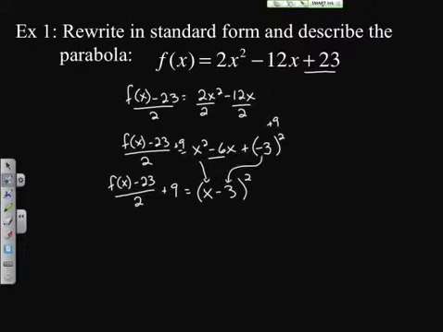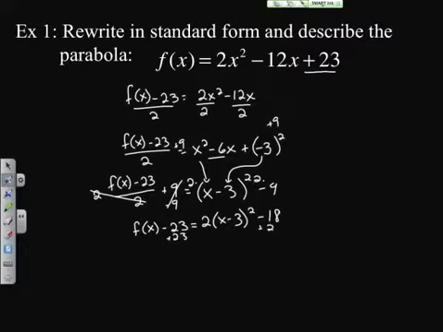So now we have to put everything back to the right except the f of x, so we subtract 9. So that's gone. We're going to multiply by 2, and when we multiply by 2, we have to multiply everything by 2, the entire side. So now we have f of x minus 23 equals 2 times x minus 3 squared minus 18. Then our last step, add 23. So we get f of x equals 2 times x minus 3 squared plus 5.